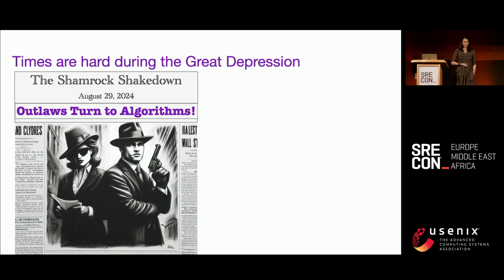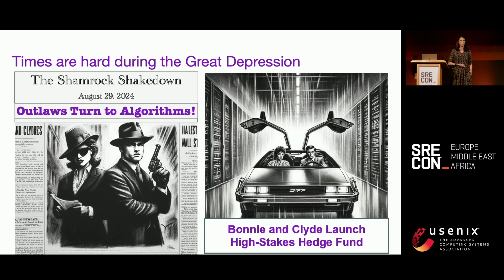So during the Great Depression, Bonnie and Clyde really didn't make much money from robbing banks because bank vaults were empty. But they do have a time machine, so they are going to use it to launch a hedge fund.